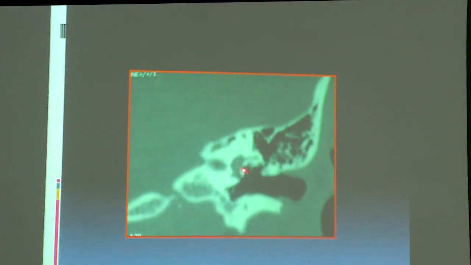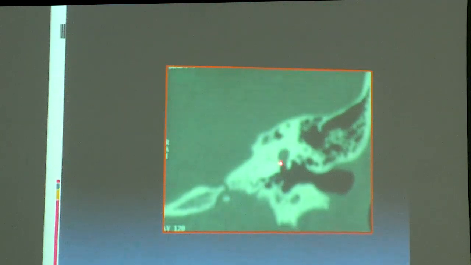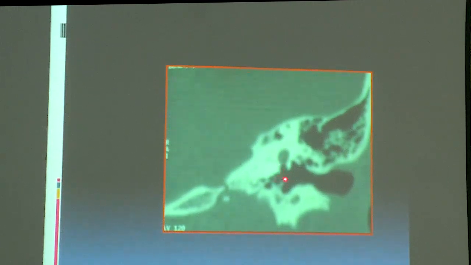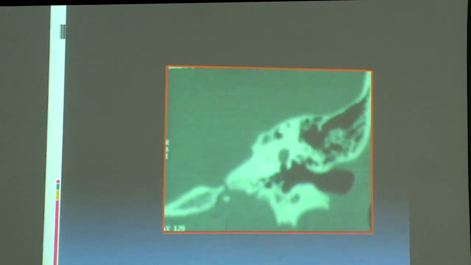This is the region of the oval window. This is the region of the round window. We will see it more prominently here, where you can see the round window membrane, and this is the round window niche. Clear?